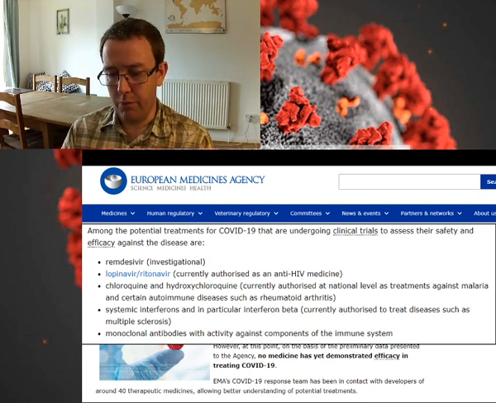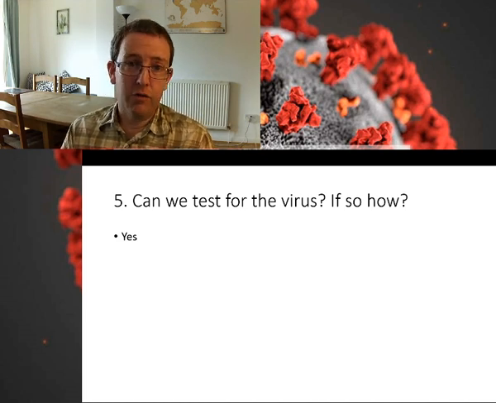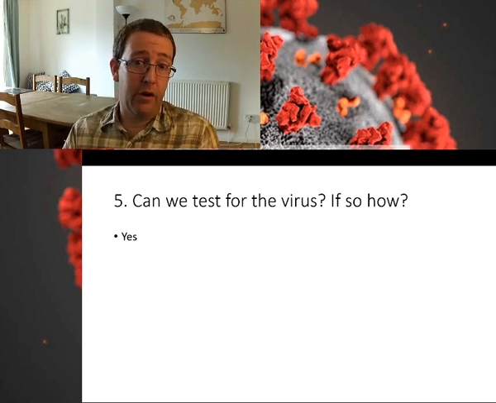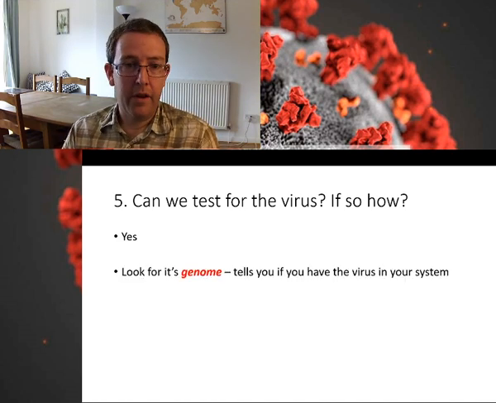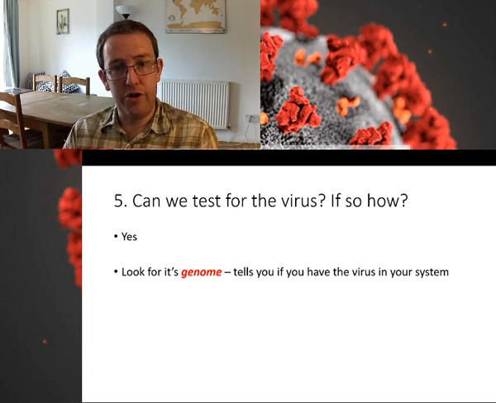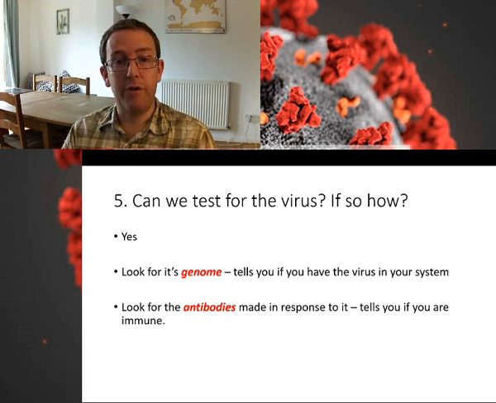Okay, so moving on. So if we can't reliably vaccinate yet and we can't reliably treat yet, surely it would be a good idea to test for the virus. And if so, how? Can we test for the virus? Yes, we can. There's 2 ways. We can look for its genome. Right, we can look for if its genetic information is within your body. So take a nasal or throat swab. Tells you if you have the virus in the system. More usefully, we can look for whether or not the person has actually made antibodies in response to it, which tells you if you're immune.